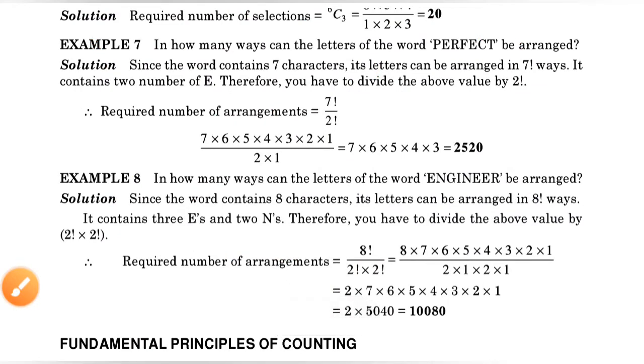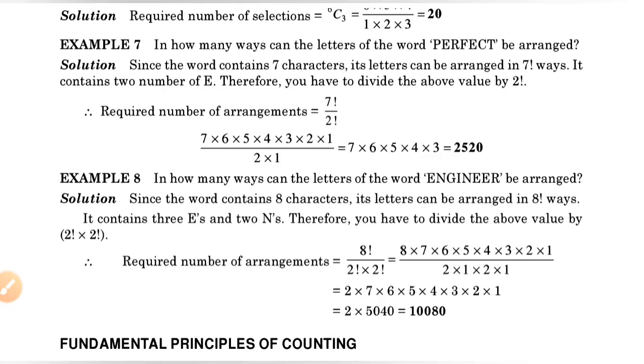Now example number 7. In how many ways can the letters of the word perfect be arranged? Now this is a 7 characters word, in which E comes twice and all other alphabets come once. So this type of problem can also be solved by using permutation. This is actually a permutation problem, but for convenience, we use factorials.